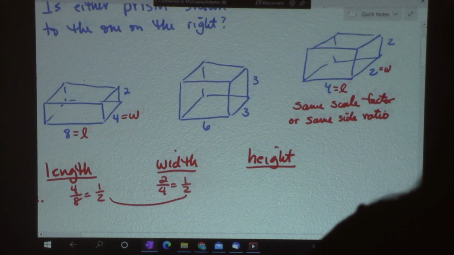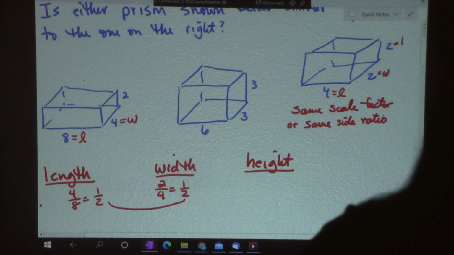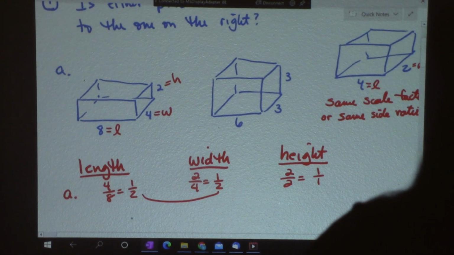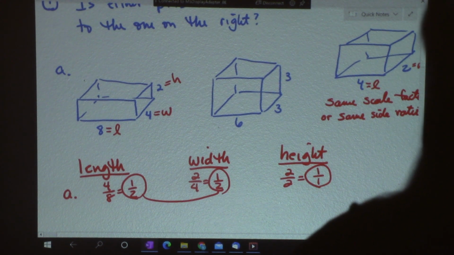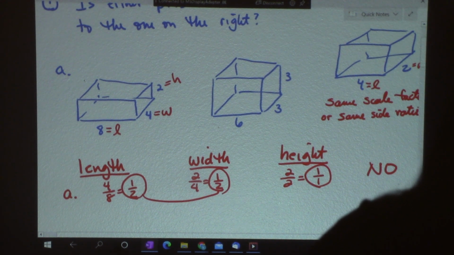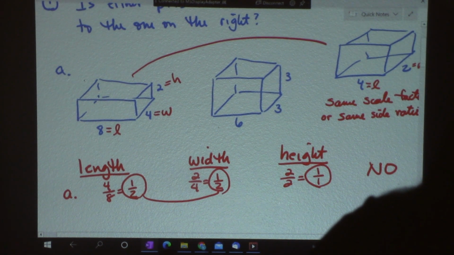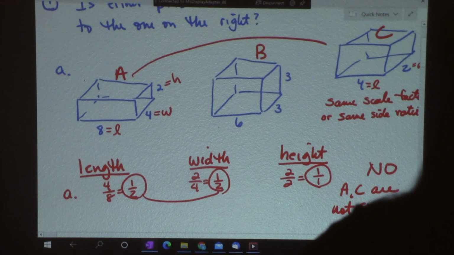Okay, and then the height ratio, here's my height here, and my height here. I've got 2 over 2, okay? So that becomes 1 over 1. So 2 of them are the same, but the third one isn't. So the answer here is no. These two are not similar, okay? So if we named them A, B, and C, we would say that A and C are not similar, okay?